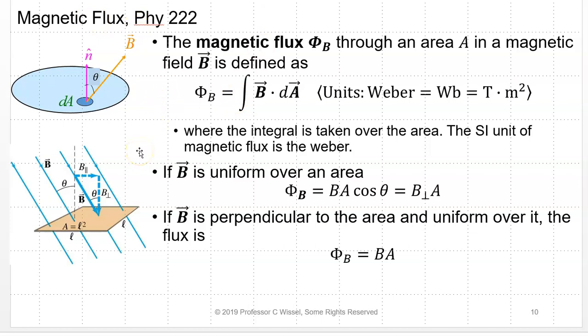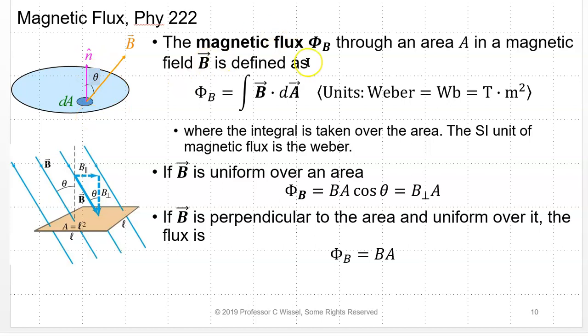Now, if you remember electric flux, it's pretty much the same thing. The only thing different here is now we're talking about magnetic flux instead of electric flux. So we have an area here, and we have a magnetic field instead of the electric field that goes through the area. And it happens to do so at an angle theta with respect to the normal. Remember, we always measure angles relative to the normal.